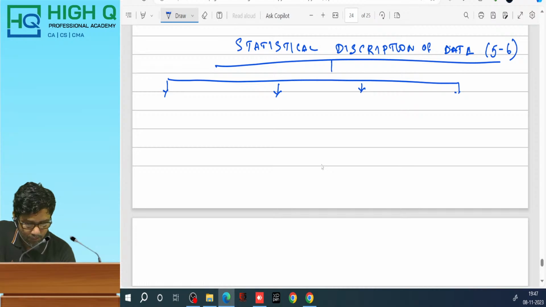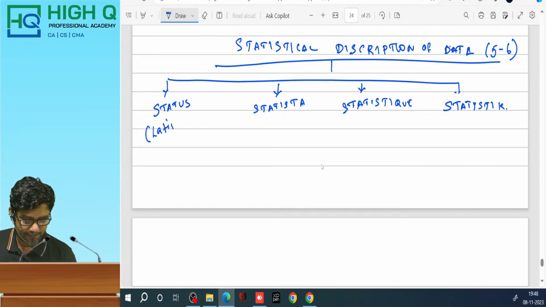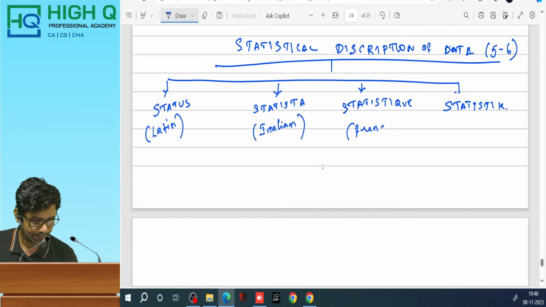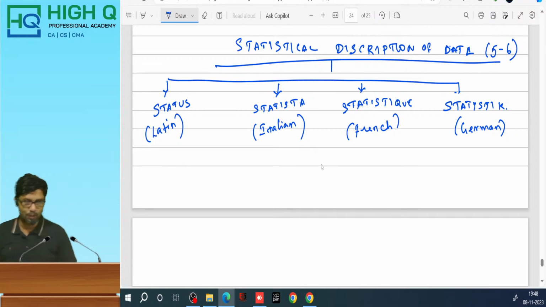This is your last day revision notes that I'm going to give. Religiously, I want you to write. The word statistics is derived from status, statista, statistic. The word status is derived from the Latin language. Statista is Italian. Statistic is French. And statistik is German. From this you can come to know that statistics developed from these origins. Latin, Greek origin, Italians developed, French people developed, German people developed. So this is the origin.